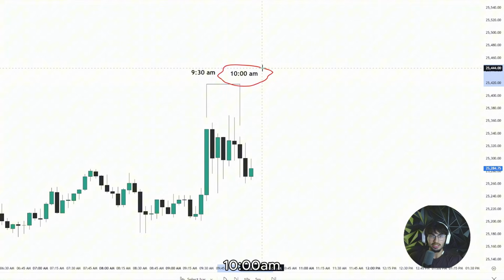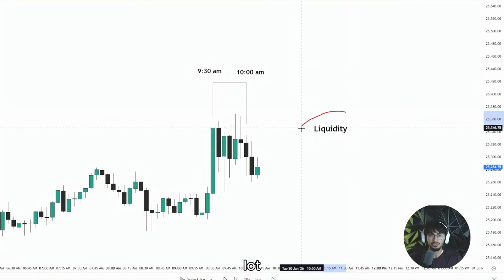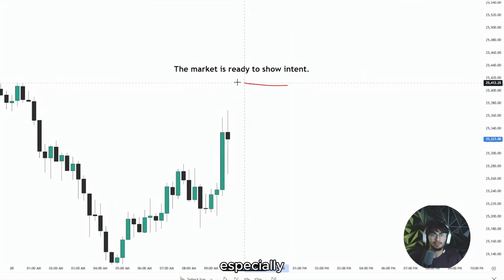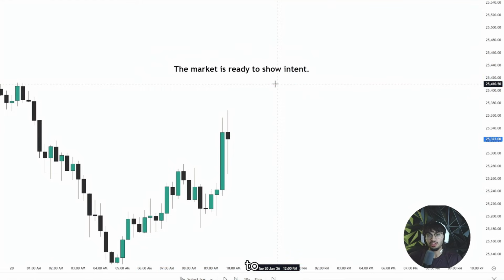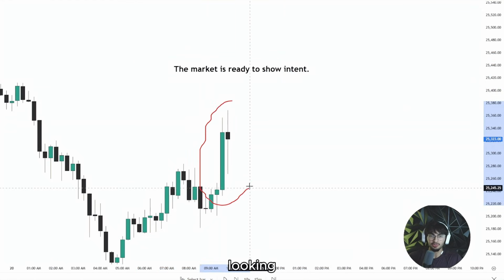So number one, the 10 a.m. candle is a key opening price. There's a lot of liquidity in the markets, and especially around 10 a.m. the market is ready to show intent, and this is where smart money is looking to position themselves towards the higher time frame drawn liquidity.